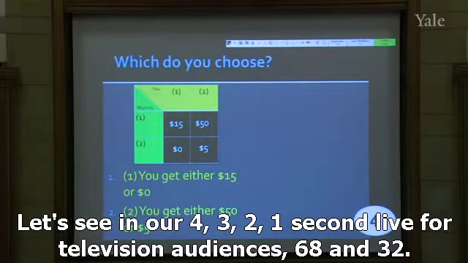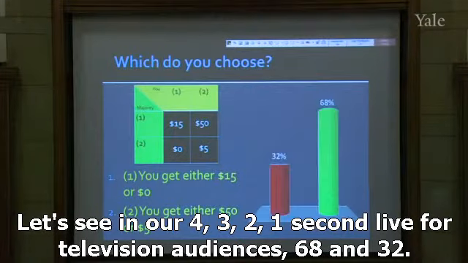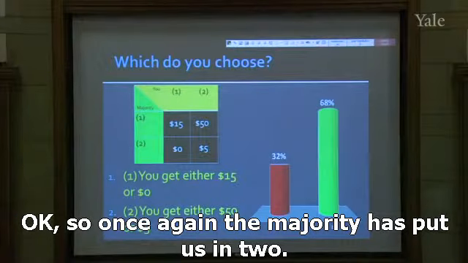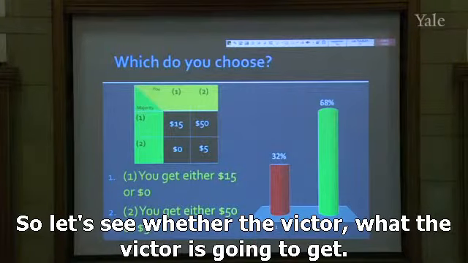4, 3, 2, 1, time's up. For television audiences, 68 and 32. Okay, so once again, the majority has put us in 2. So let's see what the victor is going to get. Either 50 or 5. Sorry, either 0 or 5.